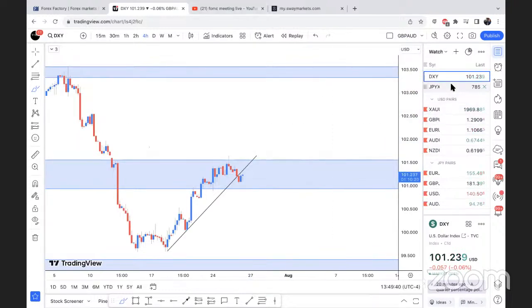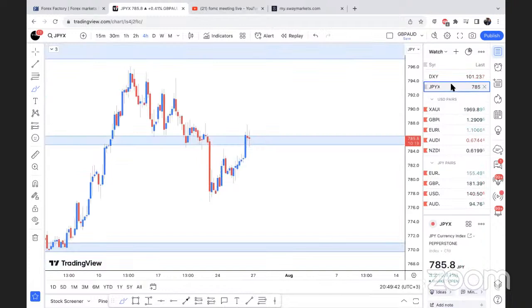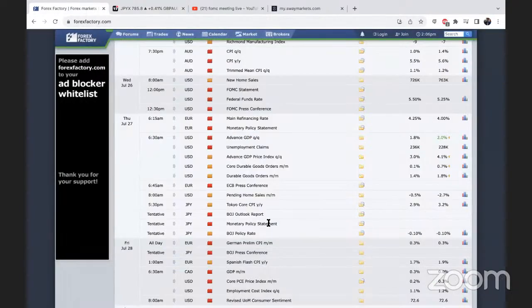And it's interesting because when I look at the yen as well, the yen is going to be directly impacted right now, I believe. Not only that, JPY, the BOJ outlook report, the policy. So we have rates coming out for the yen as well. They're forecasting those rates to stay the same.